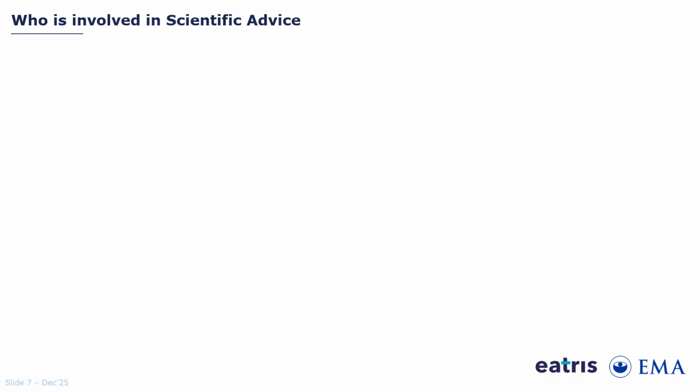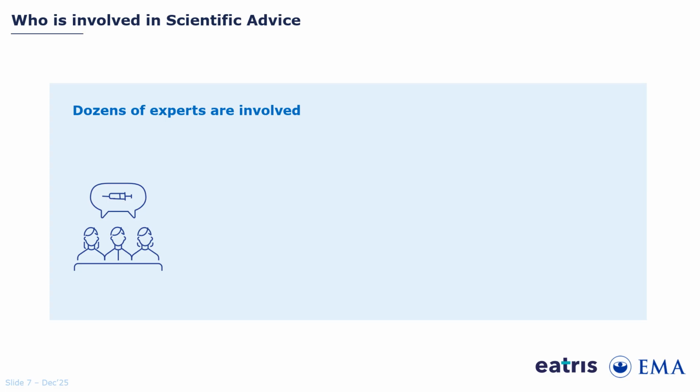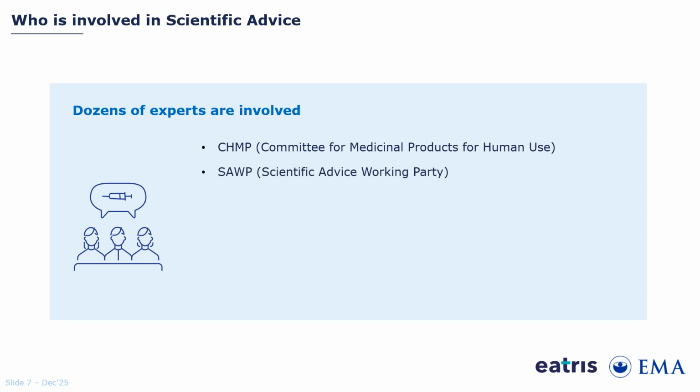Who's involved in providing scientific advice? Dozens of experts from a range of disciplines are involved in responding to the questions asked. At EMA, the Committee for Medicinal Products for Human Use, in short the CHMP, is responsible for assessing marketing authorization applications. One of its tasks is also to support research and development by providing scientific advice. This task is assigned to EMA's Scientific Advice Working Party, the SAWP, which is composed of experts nominated by national competent authorities and other delegates.